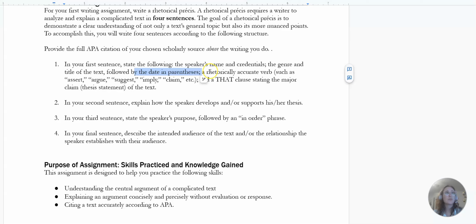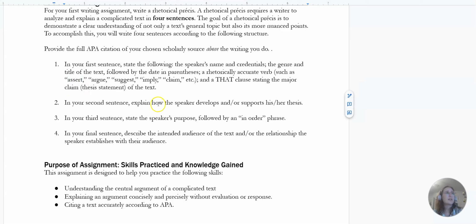And then you're going to use a rhetorically accurate verb. So what I mean there is just some sort of specific language to tell us what is the major claim that this text is making. So what's their thesis? So did they claim something? Do they argue something? Do they assert something? It'll be up to you to decide what is this text all about.